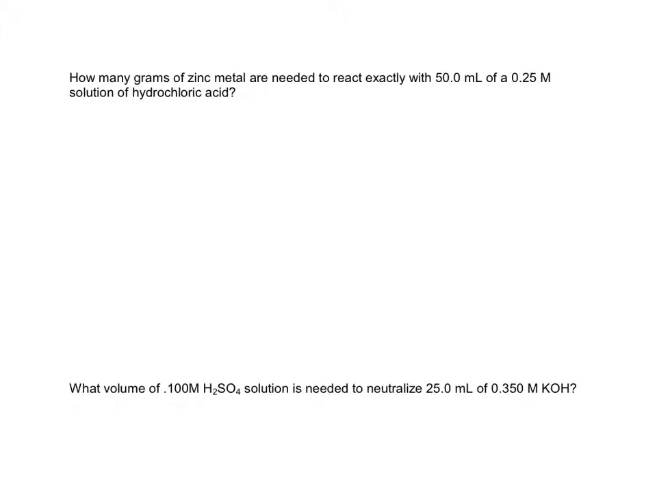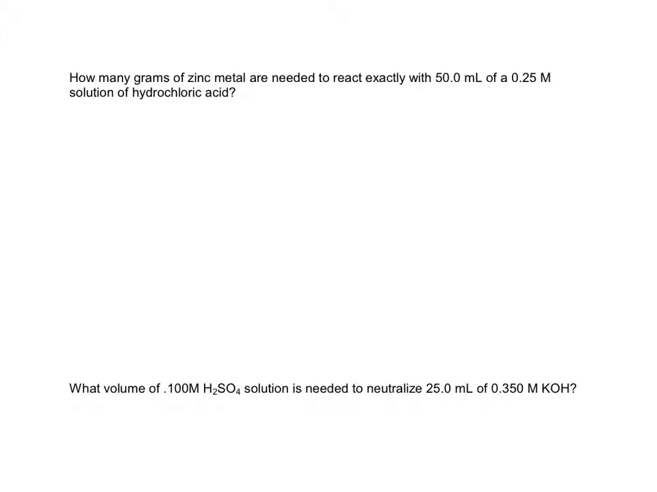So here's our first titration example. It asks how many grams of zinc metal are needed to react exactly with 50 milliliters of a 0.25 molar solution of hydrochloric acid. Actually, this is not really titration, but it is solution stoichiometry, and you do the titrations exactly the same way. So since it's talking about a chemical reaction, the first thing that you want to do is write out your chemical equation.